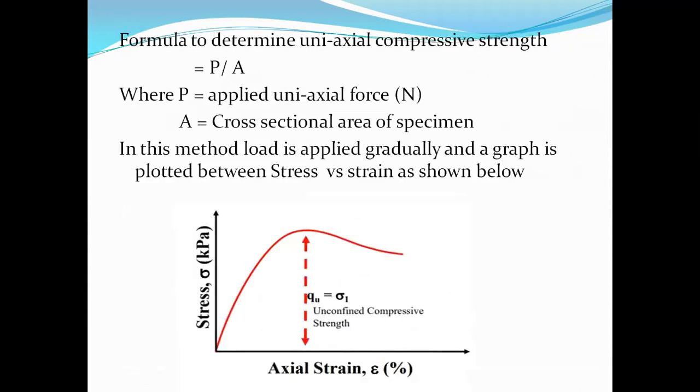Next one, look at here. After gradually applying the force, at a particular load, the specimen will fail. So the formula to determine the uniaxial compressive strength of the rock specimen is given by P by A, that is, force applied divided by cross-sectional area. P is the applied uniaxial force, and A is the cross-sectional area of the specimen.